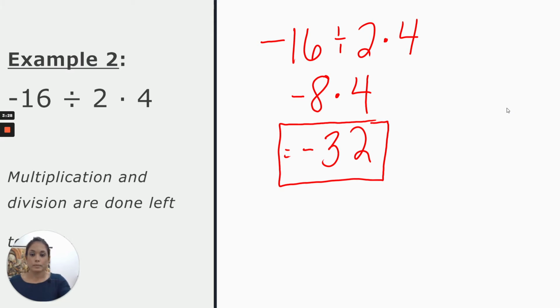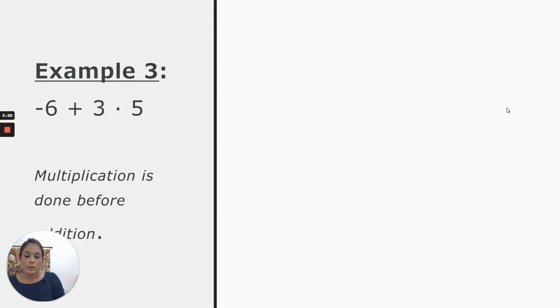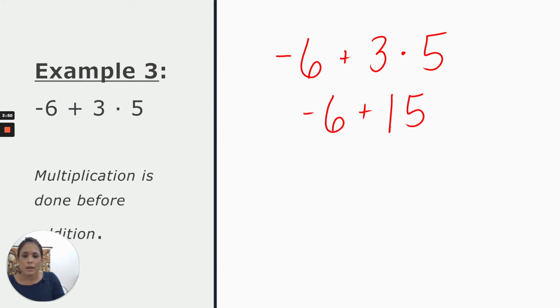Okay. Example 3, -6 plus 3 times 5. Here we have a mixture of addition and multiplication. So you must take care of the multiplication first. So 3 times 5 is 15. I'm going to rewrite my problem, and I highly recommend doing this. You solve a little bit of your problem and then rewrite it so you don't get lost or make a misprint. So here I have an addition problem, -6 plus 15.